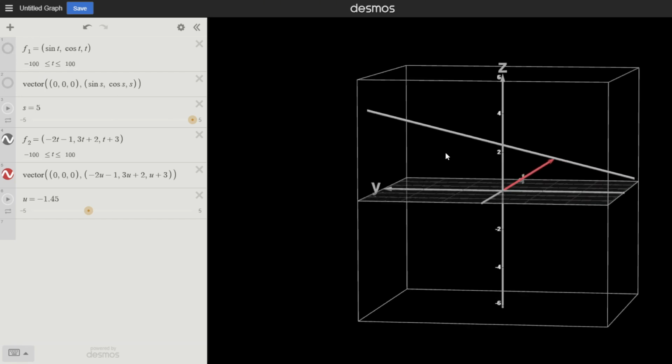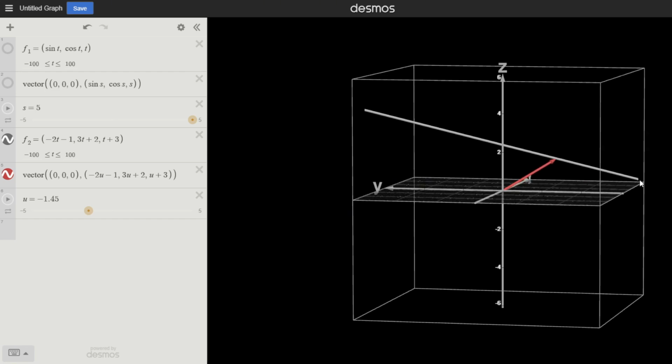For this example, I have a line that we've been traditionally using inside of Calculus 3. This line is defined by the function negative 2t minus 1 as the x component, 3t plus 2 as the y component, and t plus 3 as the z component. I just set the domain to negative 100 and 100 so you can see the entire line.